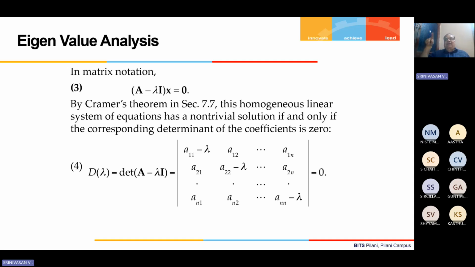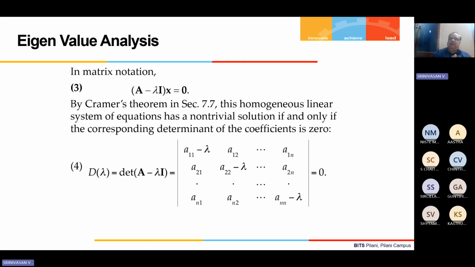So what will happen? The principal diagonal elements now have lambda, lambda, lambda. So you are having A11 minus lambda, A22 minus lambda, etc., Ann minus lambda. What is the meaning then? A minus lambda I: since A is a matrix, and there is a subtraction, it cannot just be lambda, but it is the matrix. The subtraction or addition will be only between matrices of the same order.